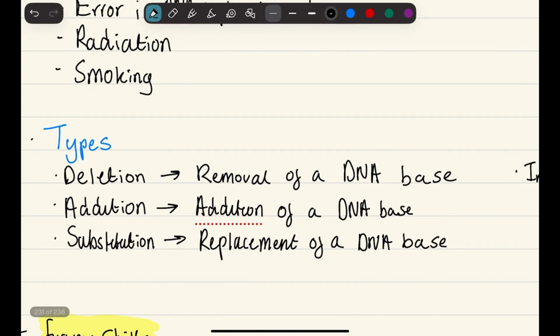But then when we think about types, this is a bit more important. We have deletion, addition, substitution mutations. These are your main three. Deletion, you remove a base. Addition, put in a base. Substitution, you replace a base. And all of this works to change your codons. And that could, for example, change an amino acid. It also could not if it's degenerate.